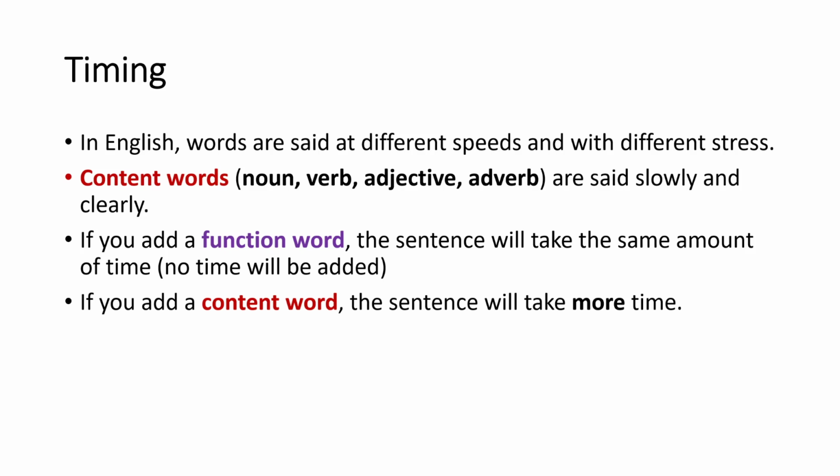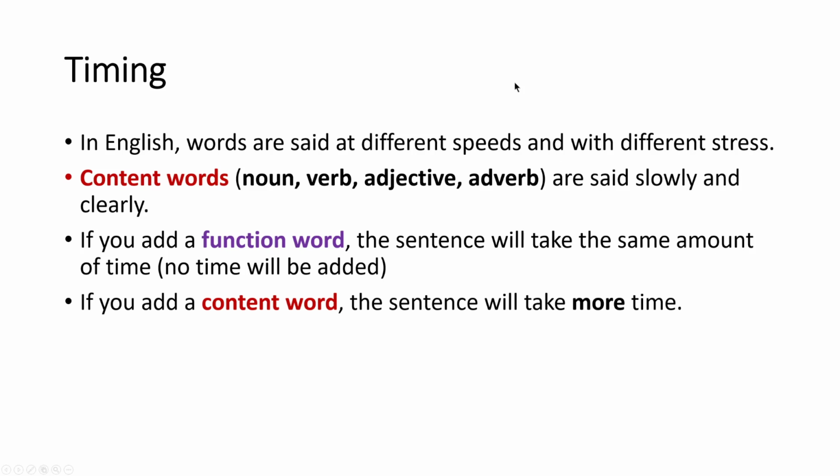Okay, content words, and let's just think about those four for now: nouns, verbs, adjectives, and adverbs, and common nouns and proper nouns. I mean, pronouns we're going to consider to be function words. So, common nouns, main verbs, adjectives, and adverbs, they're said slowly and clearly. If you add function words, the sentence will take the same amount of time, right? So no extra time is added if you add function words because they're said quickly and they're reduced. If you add content words, the sentence will take more time.